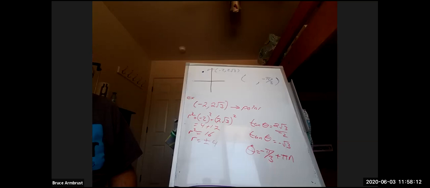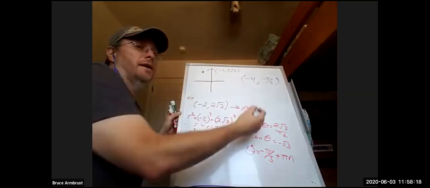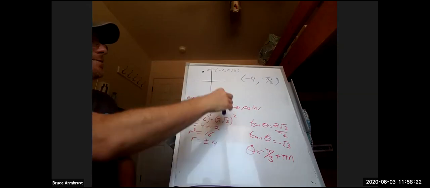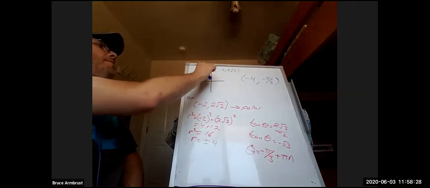All right, thank you, Mariola. Now, William, all right, so yeah, we're going to use the negative. So this would be minus 4, comma, minus pi over 3. Because minus pi over 3 points down here in the fourth quadrant. I don't want to be in the fourth quadrant, so I got to go the opposite direction.